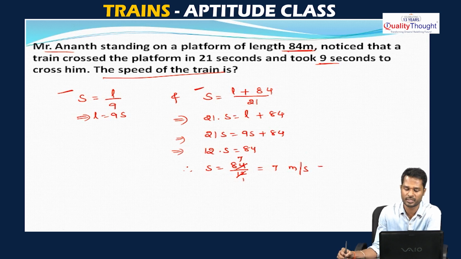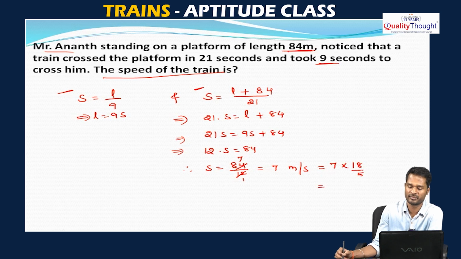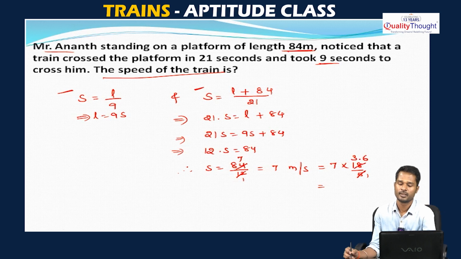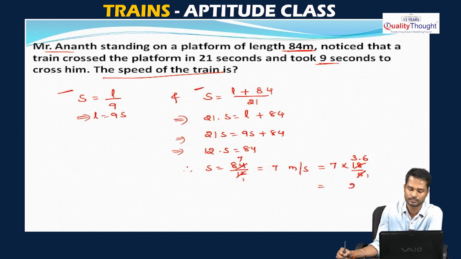If we want to convert it into kilometers per hour, 7 into 18 by 5. You can simplify it here. So 5 ones are 5, 5 threes are 15, 5 sixes are 30. 7 sixes are 42, 7 threes are 21 plus 4, 25. So 25.2 kilometers per hour.